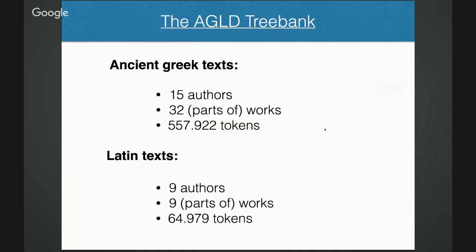This is just one slide to have a vague idea of what the Ancient Greek and Latin Dependency Treebank contains. As you can see, we have more text for ancient Greek, but in general, I think that also for Latin we have a respectable amount of tokens. By token, I mean both words and punctuation marks.